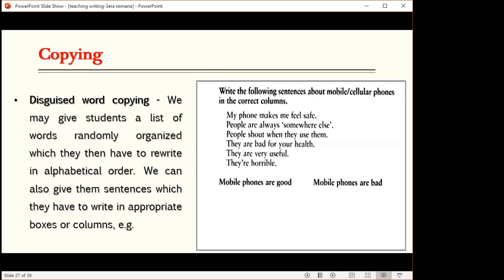Yes, teacher, this is it. Come here to the board and write it. They are very useful. Okay, that's good. And what about the second column? Mobile phones are bad. Okay, they are horrible or they are bad for your health. Come here, write it. So they start writing, but they are just copying. Notice the purpose here is to identify, not to classify. Then they are going to produce their own sentence. This is a starting activity.